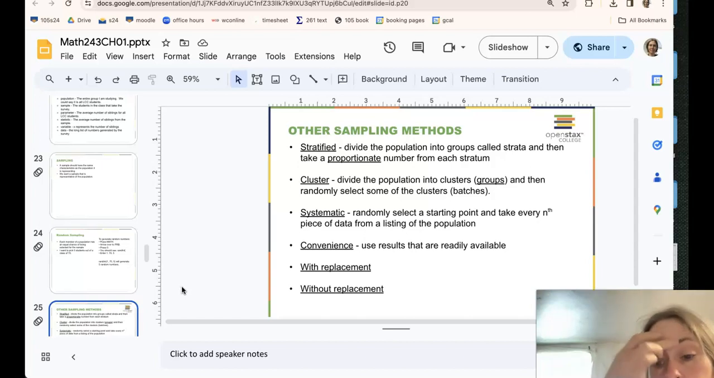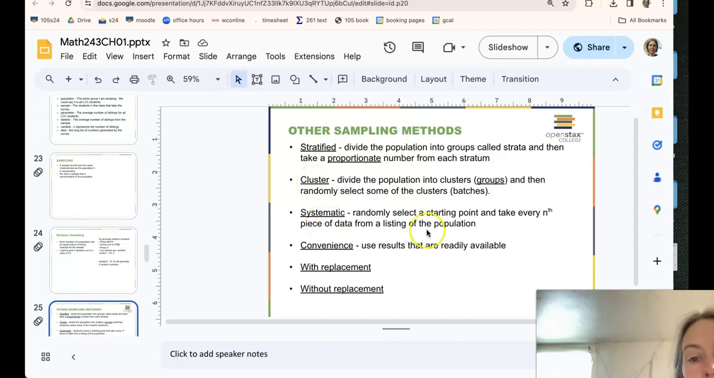I would make sure to get more students from nursing, and if there's a really obscure tiny major, then I might sample fewer students from that major. So that's what proportionate means. Cluster says, I'm going to divide LCC students into their majors, but then I'll just select some of those majors to study. I can't handle surveying all the different students in all the majors, so I'll just select a few. So that's the cluster method.